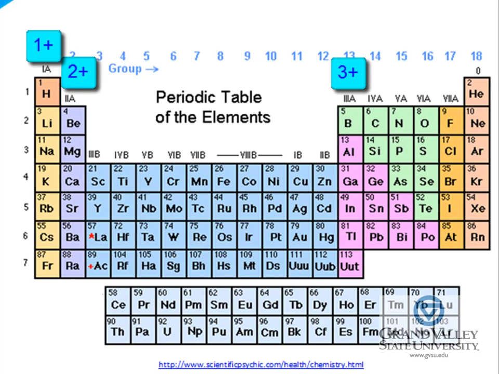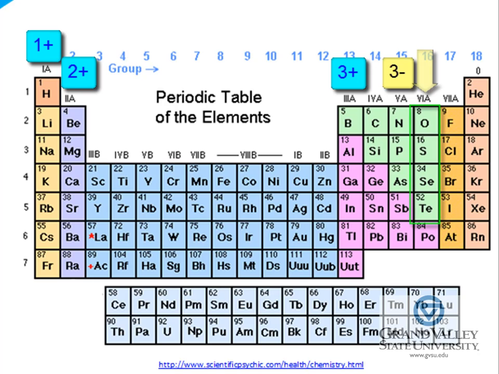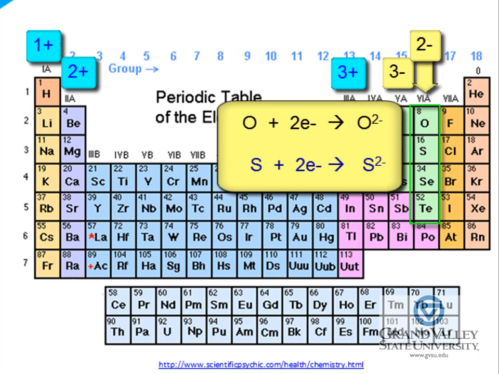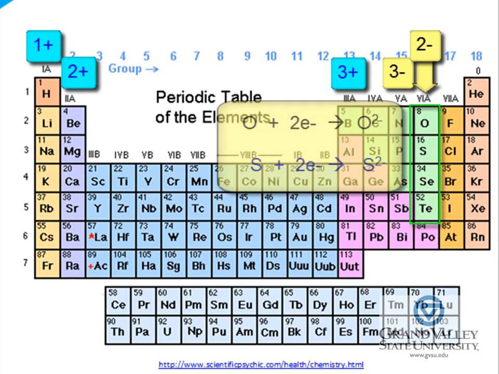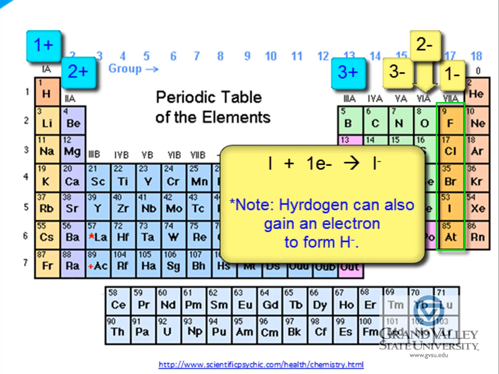Now let's take a look at the right side of the periodic table to the nonmetals located in groups 5A, 6A, and 7A. In group 5A, nitrogen and phosphorus both have a charge of 3 negative. This means that 3 electrons were gained by each atom to form an anion. In group 6A, oxygen and sulfur have a 2 negative charge, which means 2 electrons were gained to form an anion. In group 7A, 1 electron was added to each atom in this group to form an anion.